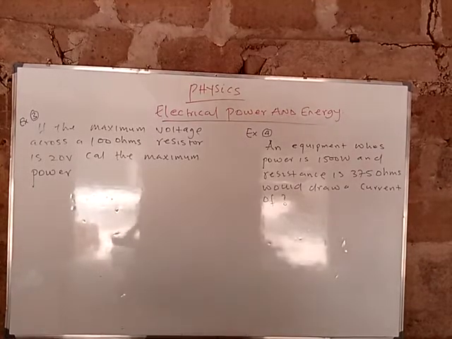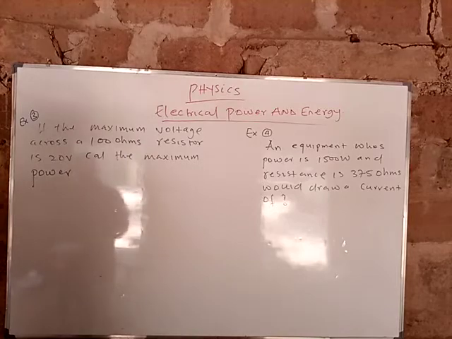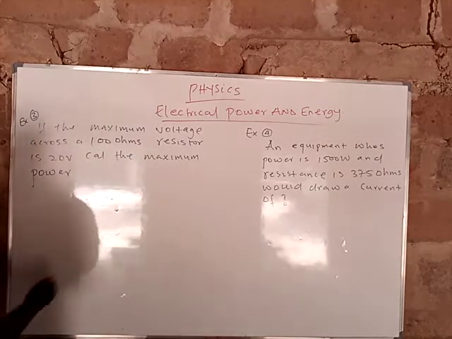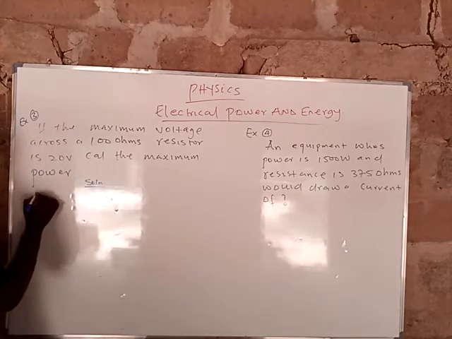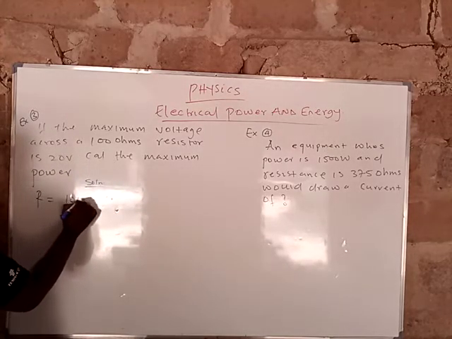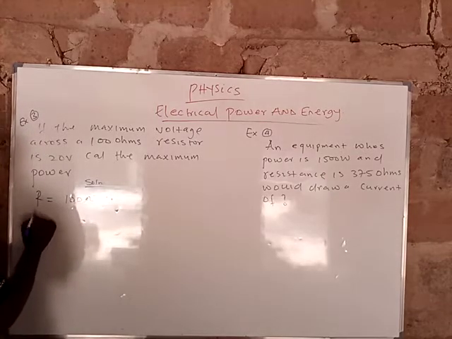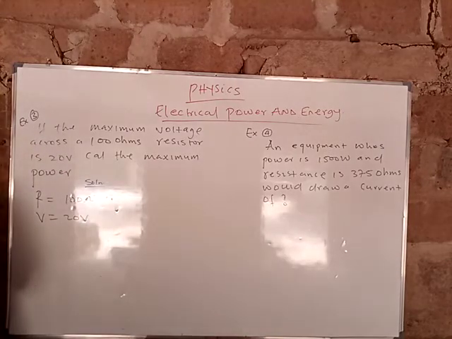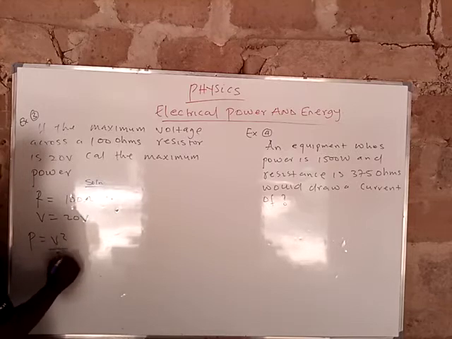Example number 3. If the maximum voltage across a 100 ohms resistor is 20 volts, calculate the maximum power. This is the solution. Now, you have your resistance to be what? 100 ohms. And your voltage is what? 20 volts. And they want you to calculate the power. Of course, power is what? V squared all over R.